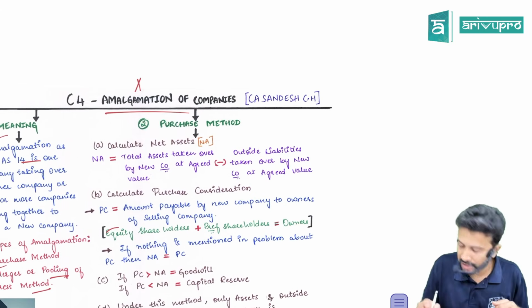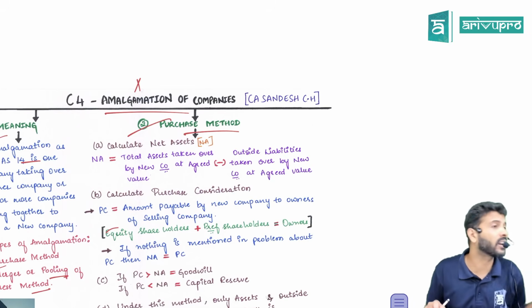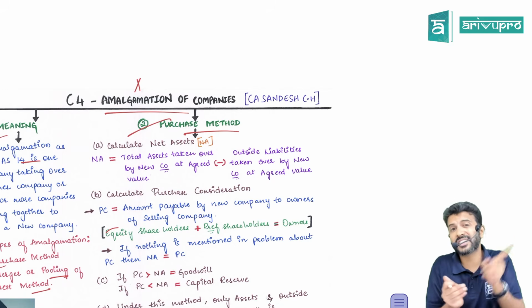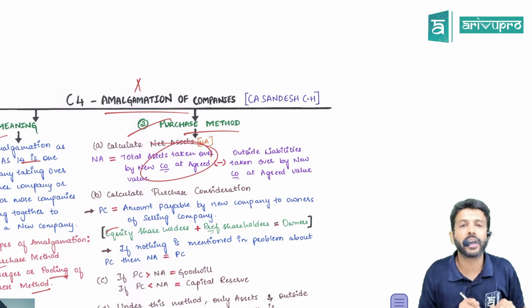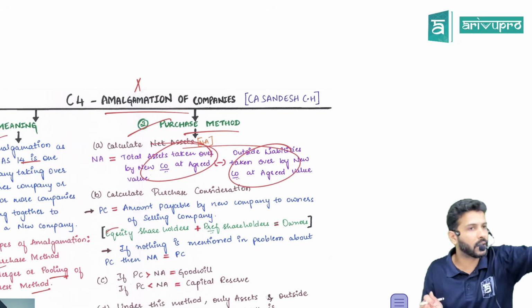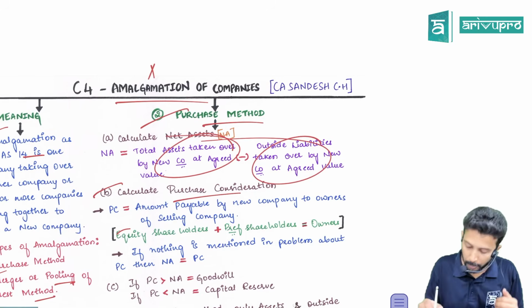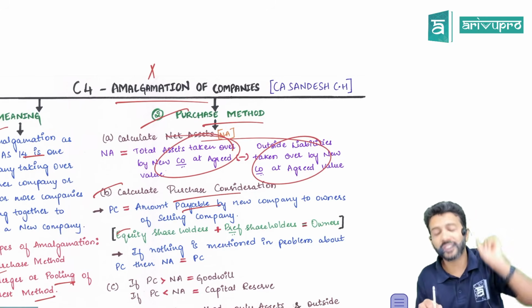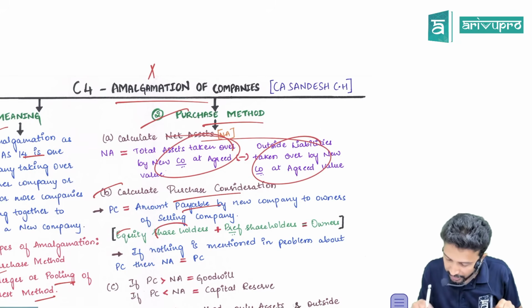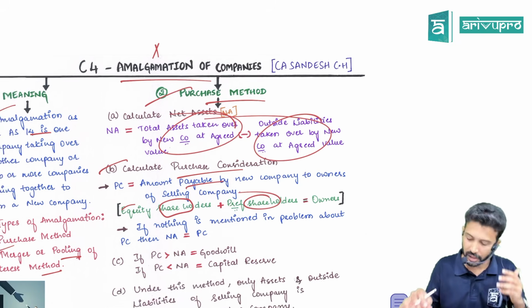Okay. Then the steps of the purchase method. What are the steps in purchase method? First, calculate net assets. How do you calculate net assets? All the assets taken over at the agreed value minus outside liabilities taken over at the agreed value. That is point number 1. Then calculate PC. PC means what? Amount paid or payable by the purchasing company to the owners of the selling company. And who are the owners of the selling company? Equity shareholders and preference shareholders.